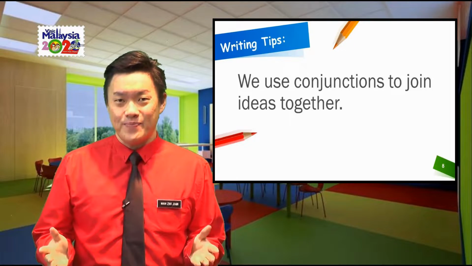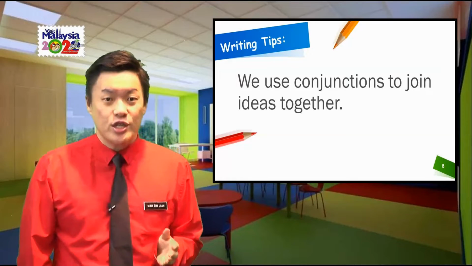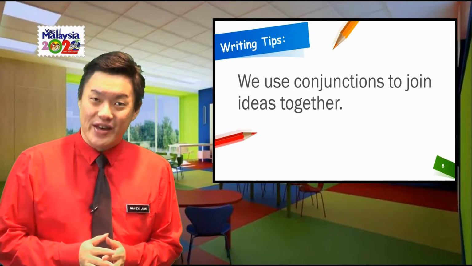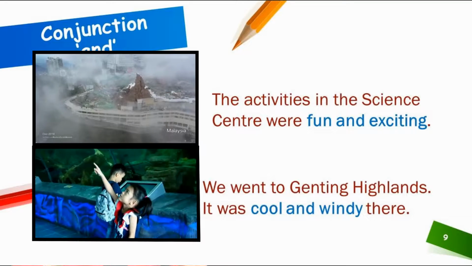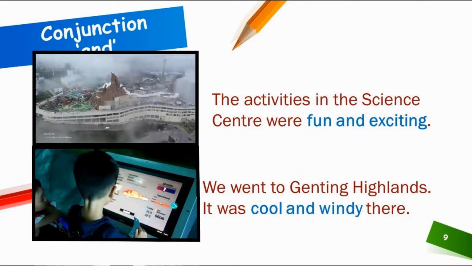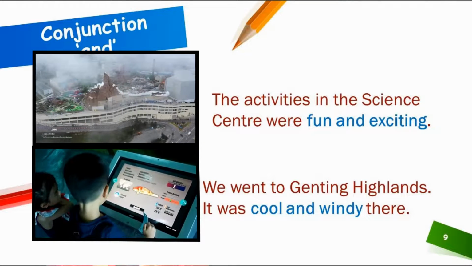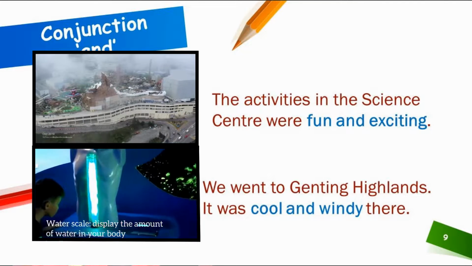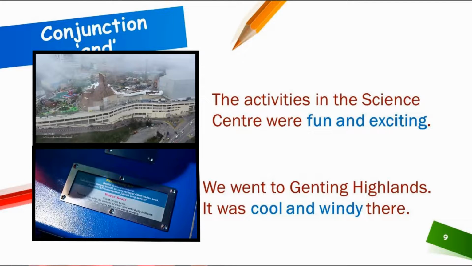Writing tip 3. We use conjunctions to join ideas together. To talk about similar ideas in our email, we use the conjunction "and". For example, the activities in the science center were fun and exciting. Another example is, we went to Genting Highlands. It was cool and windy there.